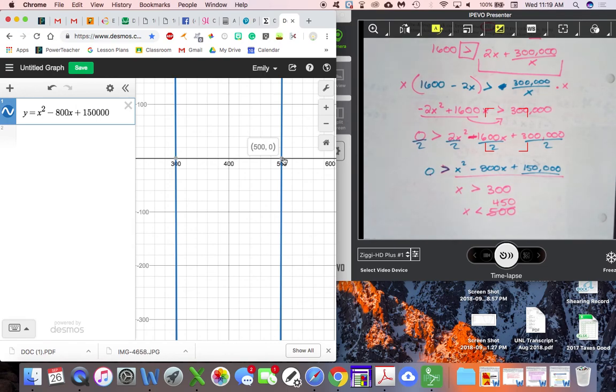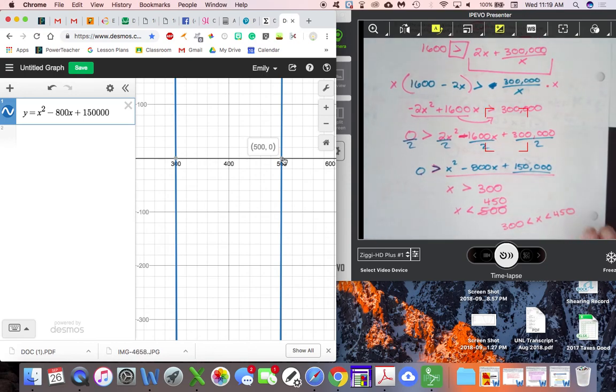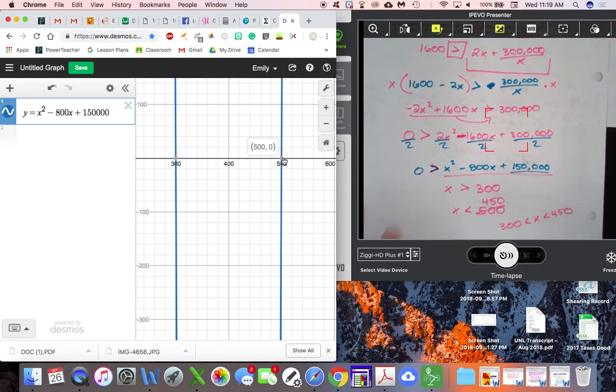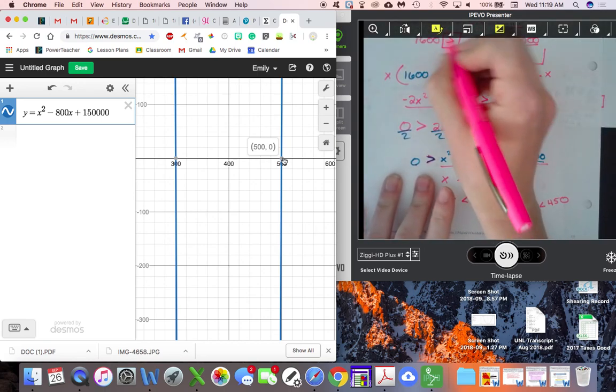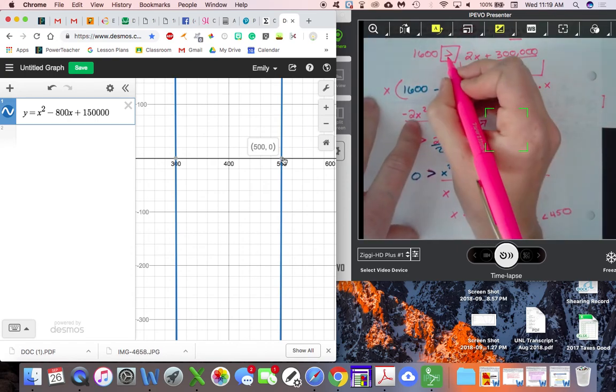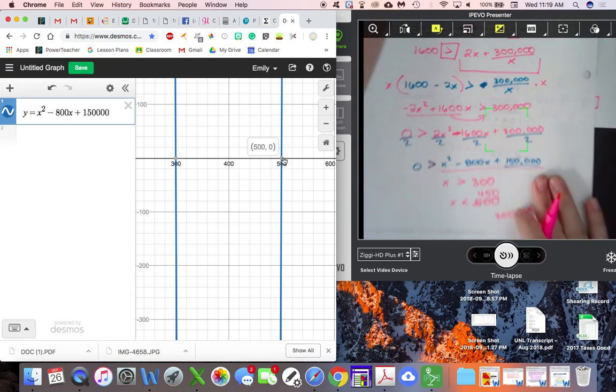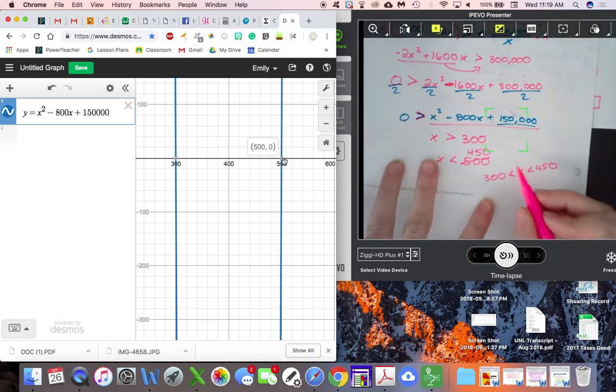So basically the number of printers that I could have looks like this. It has to be greater than 300 but less than 450. Can it be equal to 300 and equal to 450? No, because my original inequality was just greater than and not equal to. That's what you look at. You look at your original inequality. So I have this going on.